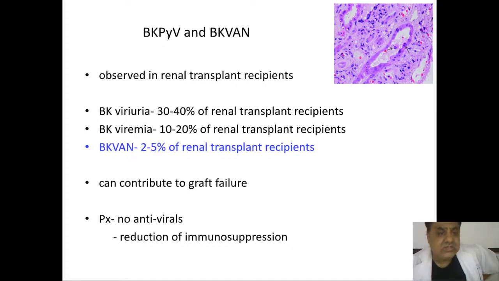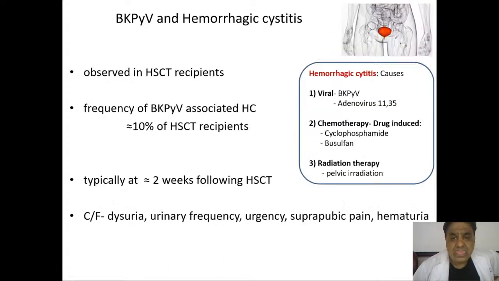In some, it spills over into the blood, and in 2 to 5% of those patients, it actually leads to BK virus associated nephropathy, which contributes to graft failure and may fail the entire procedure, the surgery you have done for renal transplantation. There's no antiviral here. Like in CMV, you had ganciclovir, or you had aciclovir for varicella zoster. Here you have nothing. So reduction of immunosuppression is the only armamentarium we have as of now.